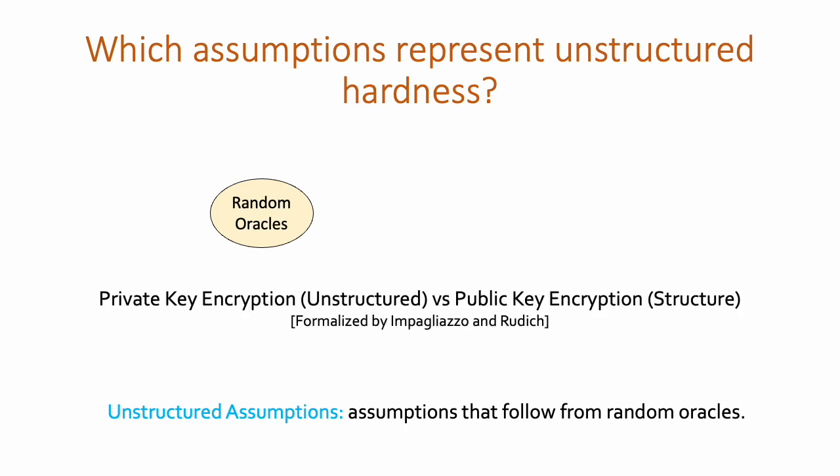This dichotomy is useful because it separates objects that are easy to construct heuristically from the ones that are not. The most famous example of this dichotomy in cryptography is the distinction between private key encryption schemes and public key encryption, which was formalized by Impagliazzo and Rudich. The former is typically considered an unstructured object, whereas a public key encryption scheme is considered to be structured.